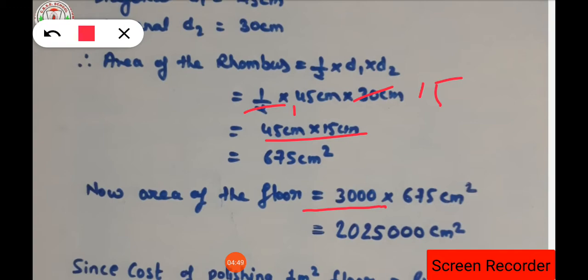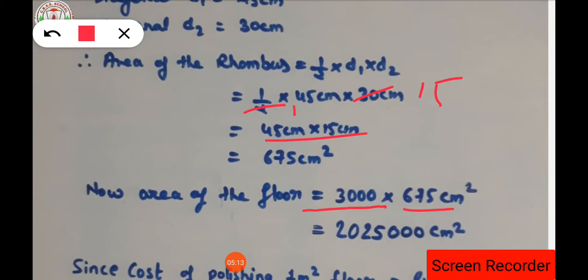So the area of the floor, where the floor shape is in the shape of a rhombus, isn't it? So in order to find the area of the floor, the number of tiles will be multiplied with the area of the rhombus. That's why the area of the floor is equal to the number of tiles into the area of the rhombus.